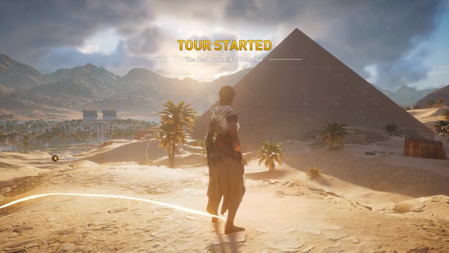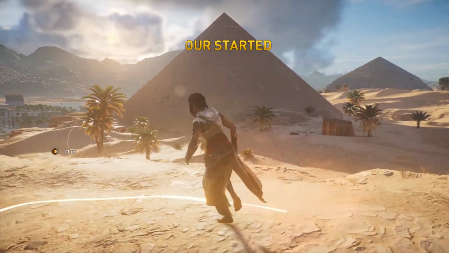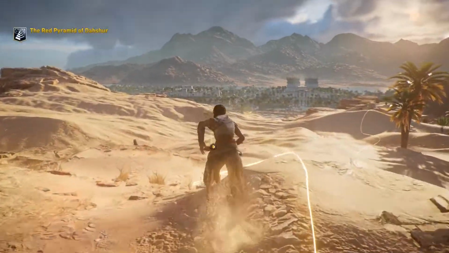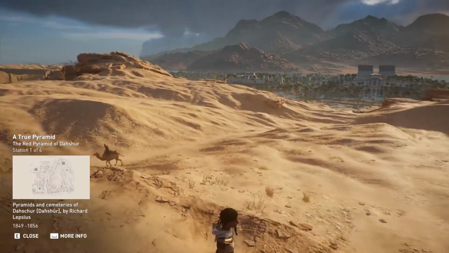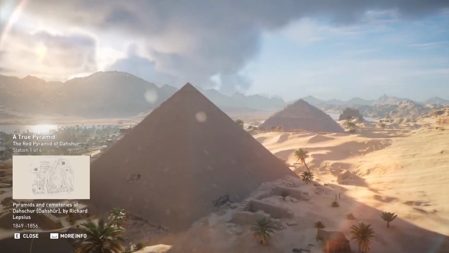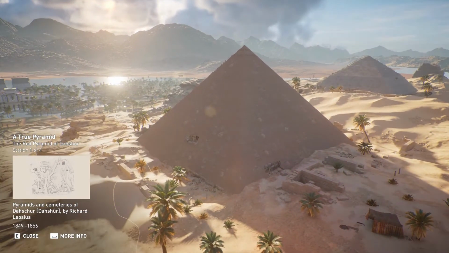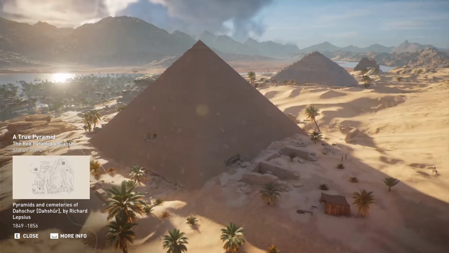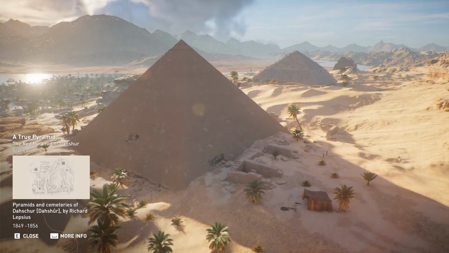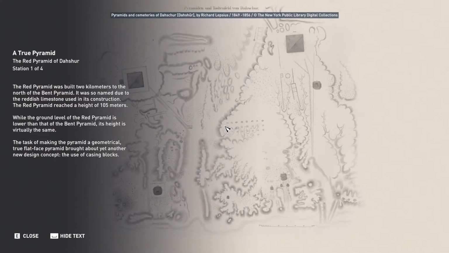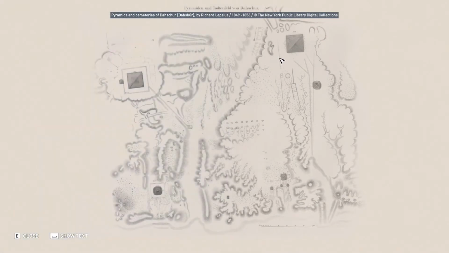Welcome to the Red Pyramid of Dahshur. The Red Pyramid was built 2 kilometers to the north of the Bent Pyramid. It was so named due to the reddish limestone used in its construction. The Red Pyramid reached a height of 105 meters.